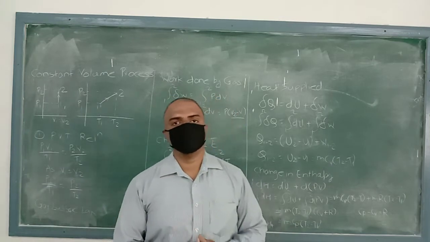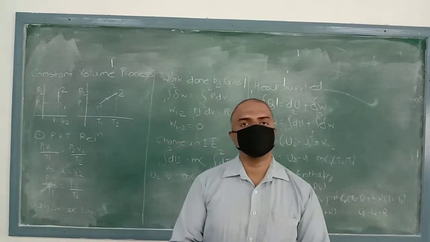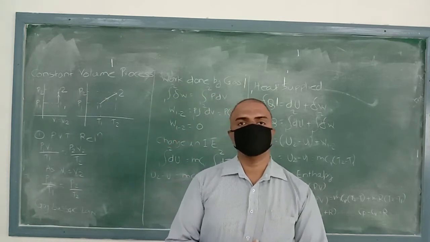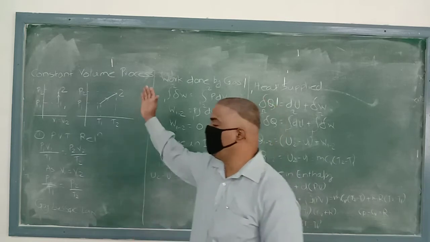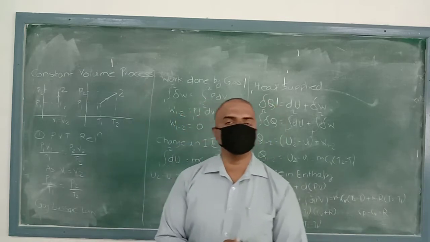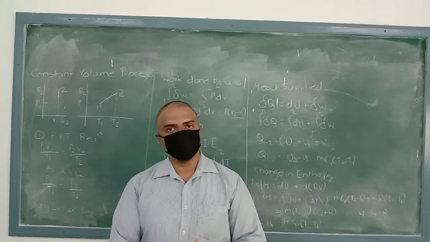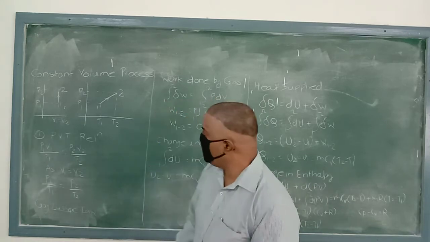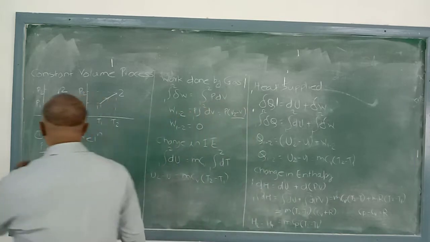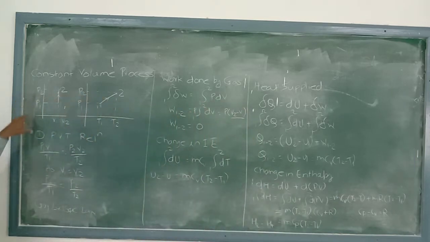Good morning, students. In today's lecture, we are going to discuss the constant volume process. This constant volume process is also known as the isochoric process. Now, in this isochoric process, we have plotted the PV plot and the PT plot.